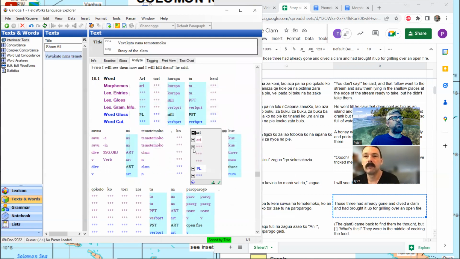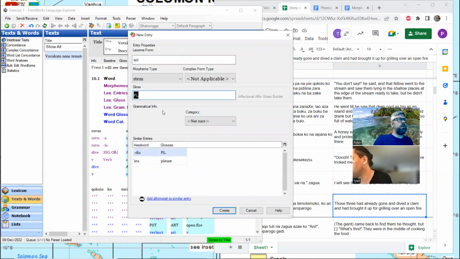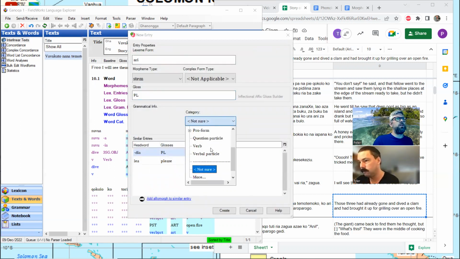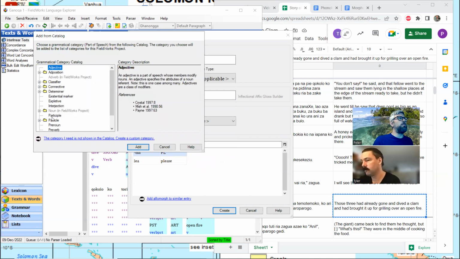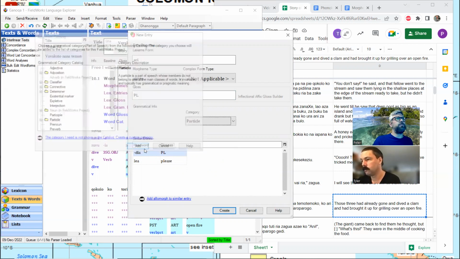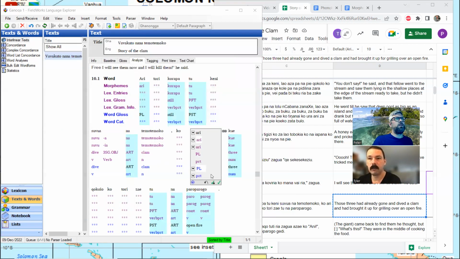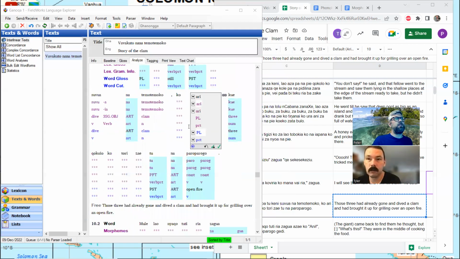Now we have Ari as plural, but we have no actual entry. So let's call it plural. And I believe that this is a nominal particle. Yeah. But I'm just going to only call it particle for now until we really understand what's going on. How about that? Yep, works for me. All right, so now we have that.